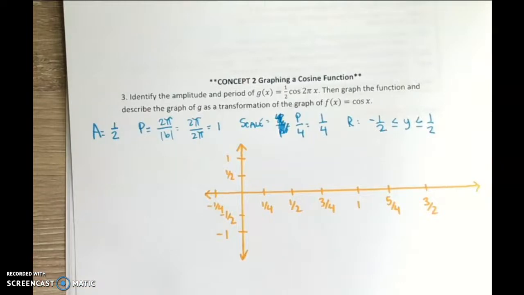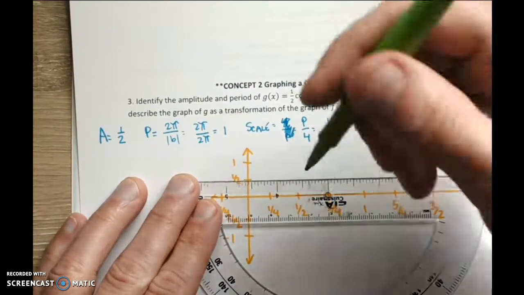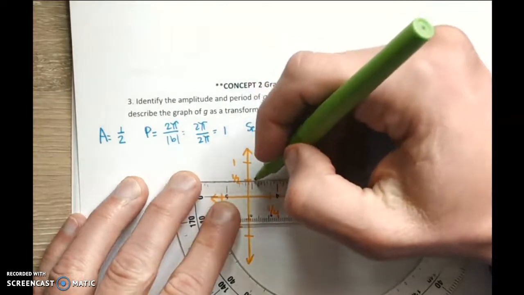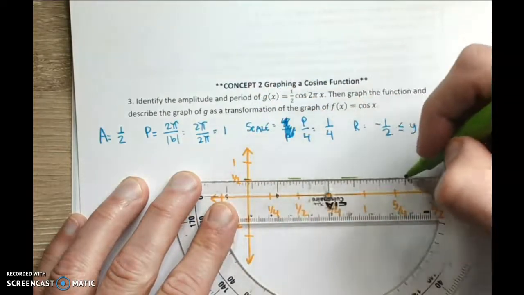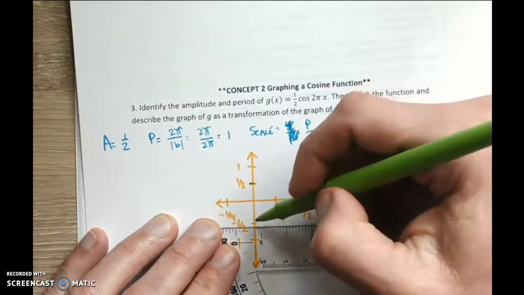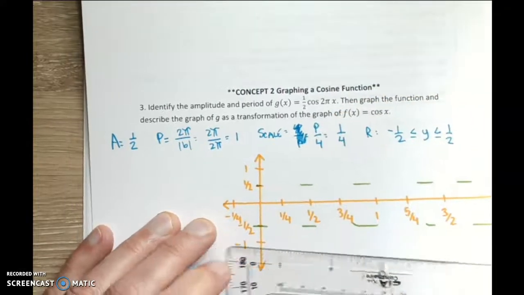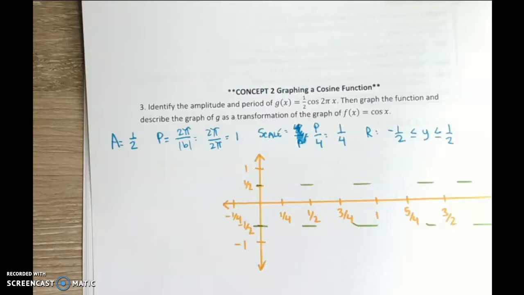Alright, now I like to do this again where it bounces in between my positive and negative 1/2. You don't have to do that if you don't like that, but for me it helps. Alright, and now I'm going to go ahead and start.